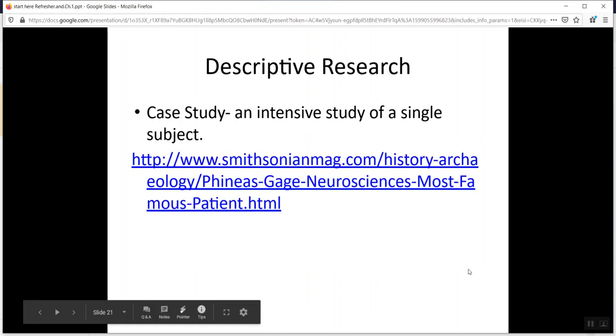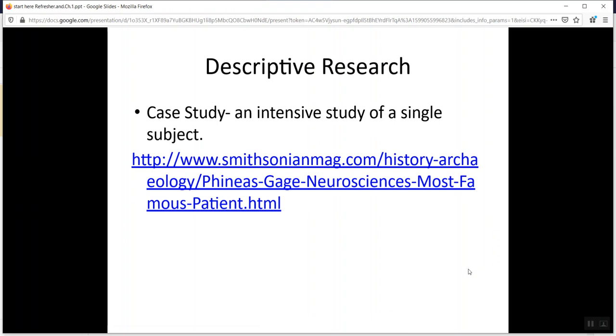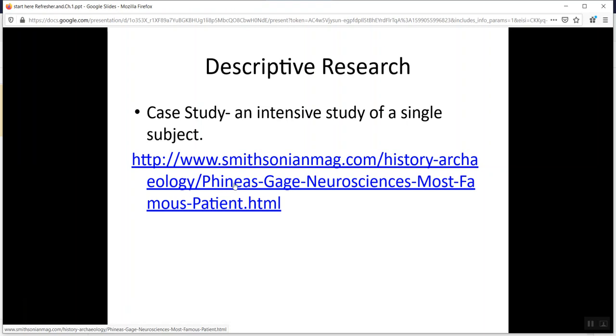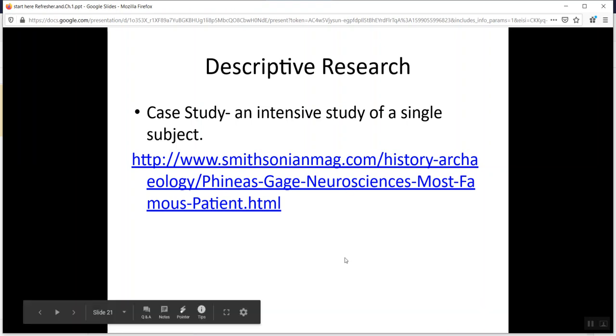A case study is another type of descriptive research. This is done when there's a rare symptom or disorder or situation where we study a small group or even a single individual to see what happened, what's going on. One of the earliest case studies in neuroscience is this individual, Phineas Gage. And again, you can either click on this link here in the video. If that doesn't work, go to the PowerPoint that's provided with this to click on this link to read a little bit about Phineas.